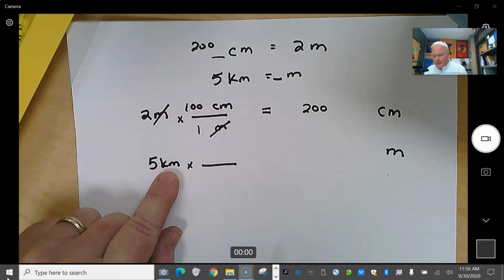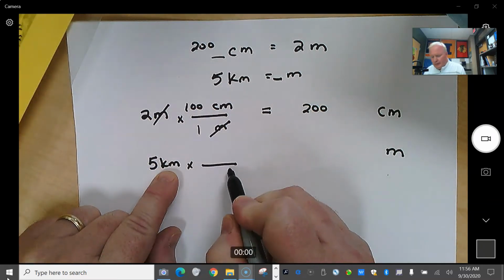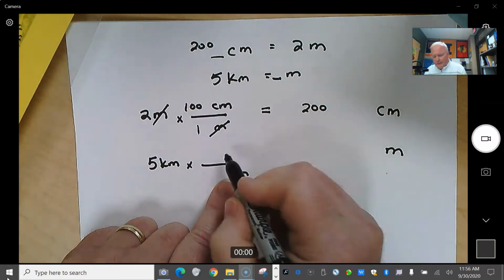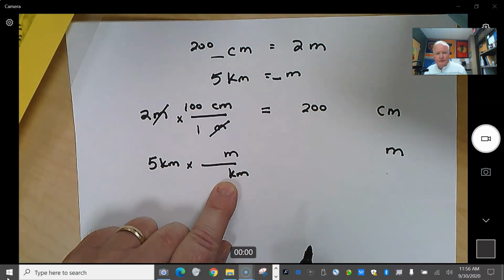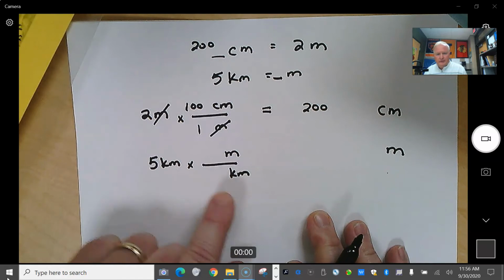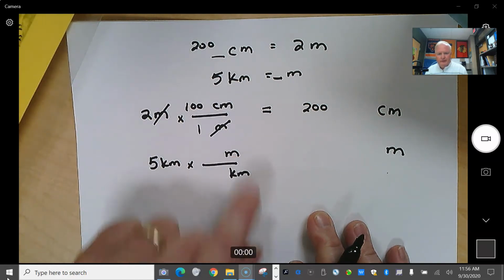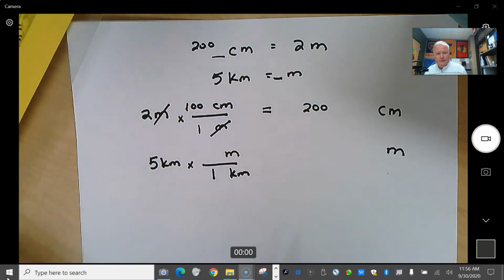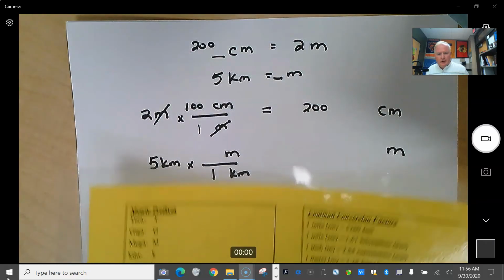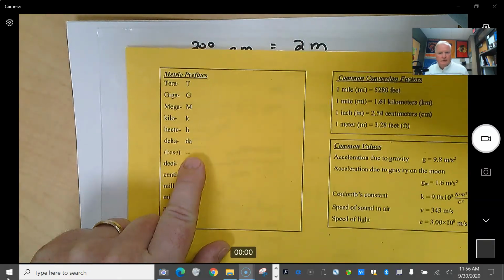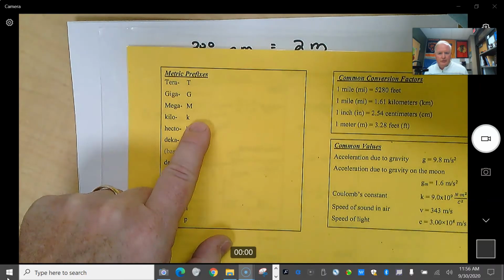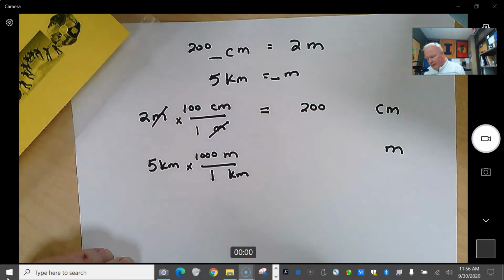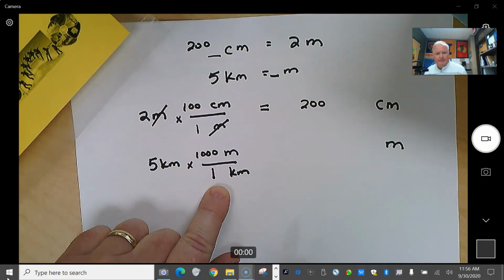Now, step 3, we need to get rid of kilometers. So we're going to put kilometers on the bottom so that we can get rid of it. We have to get to meters, so we're going to put meters on the top. And now we need to put in our numbers, right? And so we say to ourselves, which one is bigger, kilometers or meters? Kilometers is bigger. So I'll put a 1 in front of it. I go to my yellow sheet and I say, what's my number for kilo? Well, here's base, 1, 2, 3. So 1,000, right? 3 zeros. So there's 1,000 meters in every 1 kilometer.